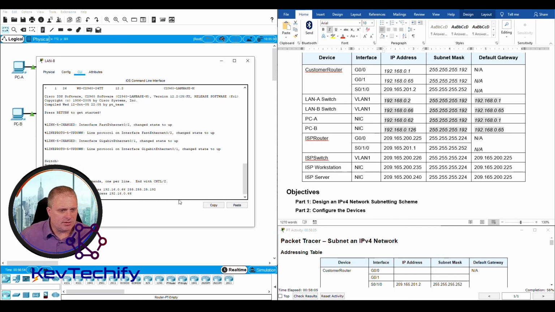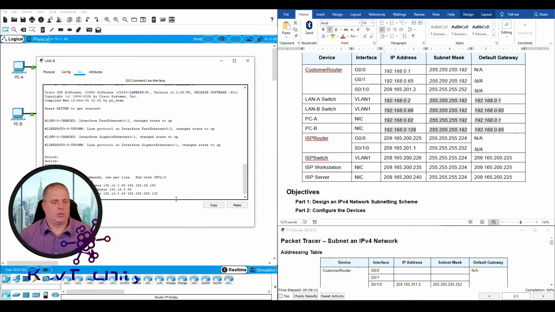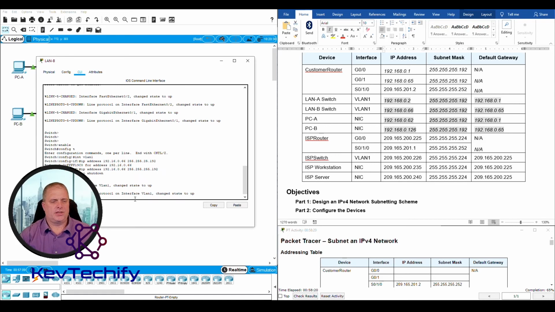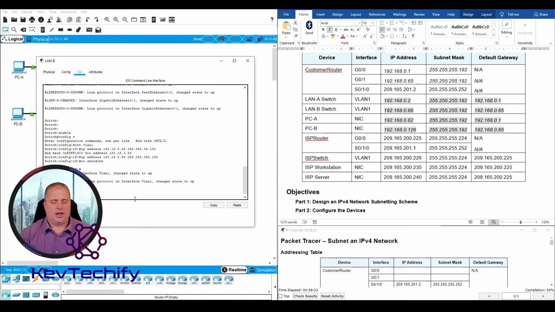Hit enter. Oh, I missed a 5 in there. Up arrow 1, left arrow over, make it 255. Hit enter. There we go. And turn it on. So do a no shutdown. You'll get some system updates saying things went good. And we have to set the default gateway.